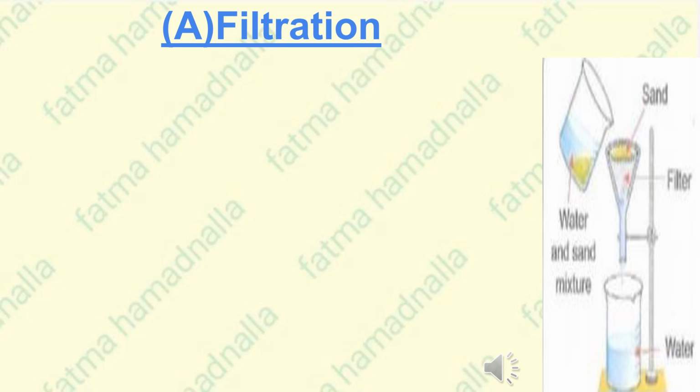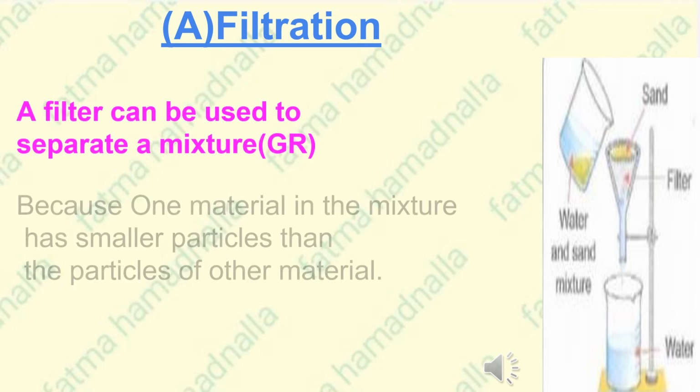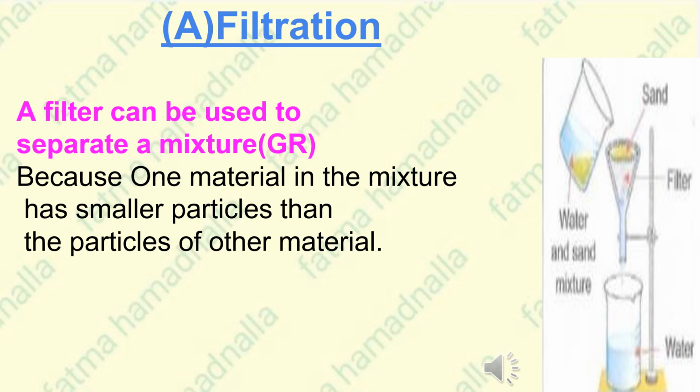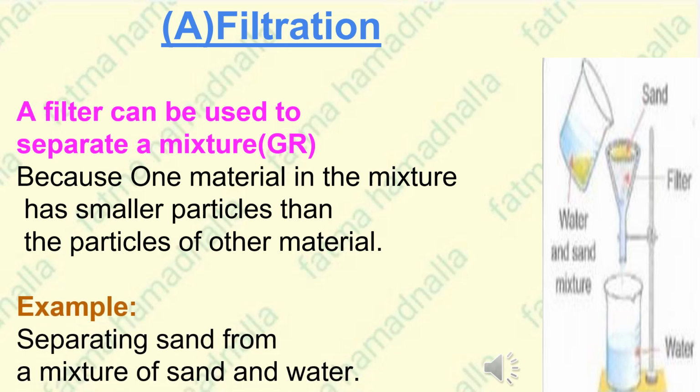Let's discuss a filtration method. A filter can be used to separate a mixture. Why? Because one material in the mixture has smaller particles than the particles of the other material. For example, separating sand from a mixture of sand and water. When the mixture passes through the filter, the smaller particles, like water, pass through the filter, while the larger particles, like sand, are trapped.